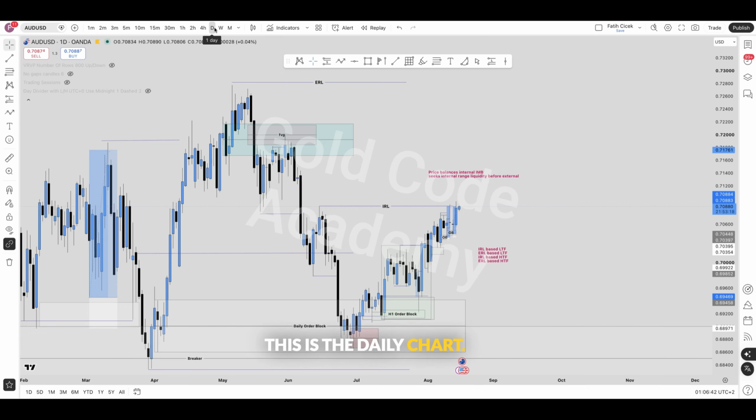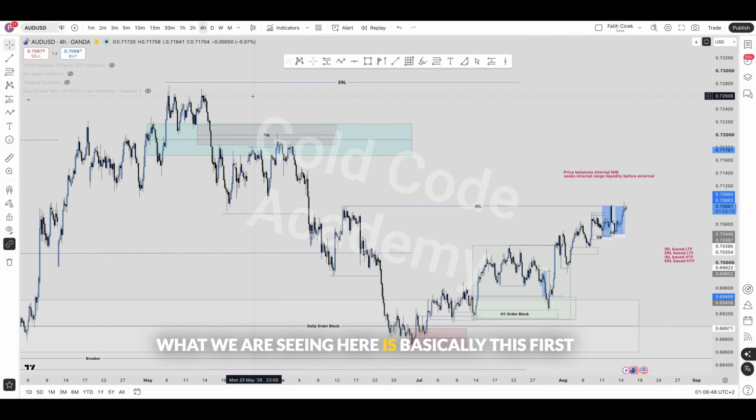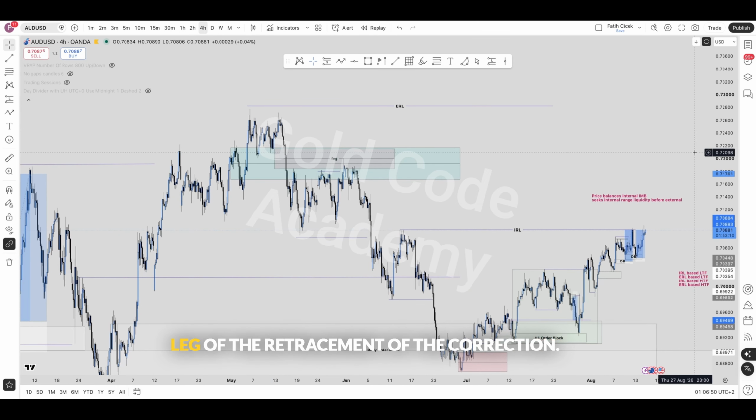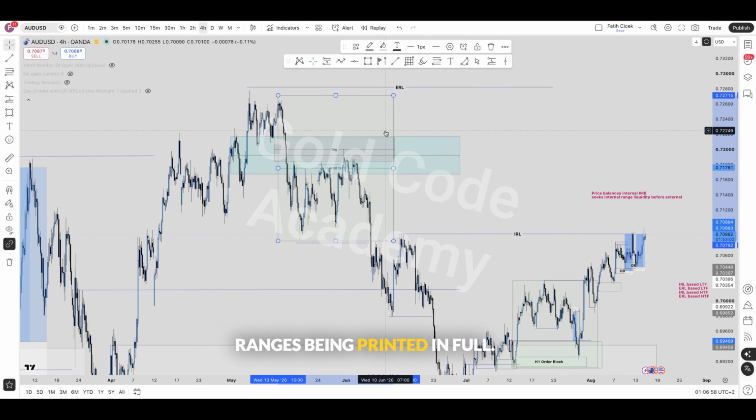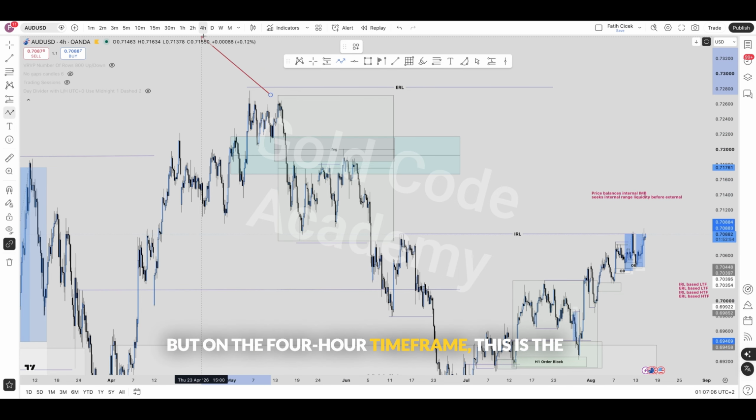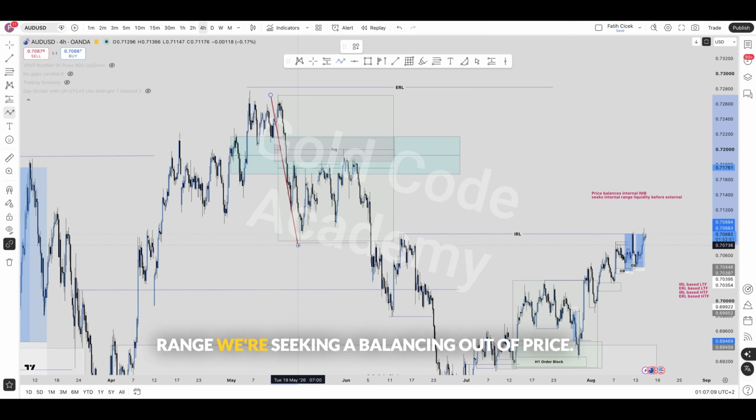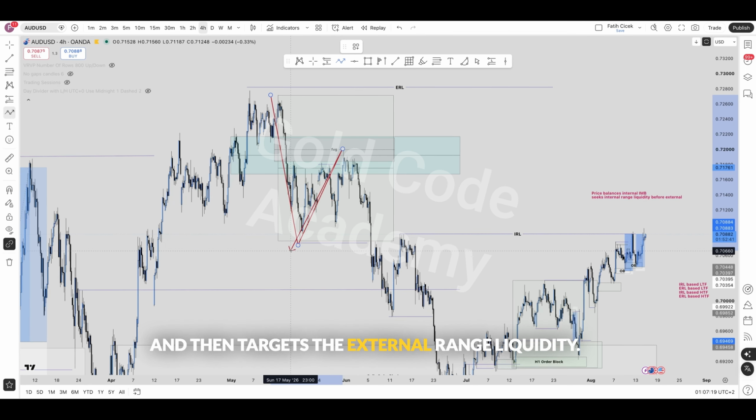While price was giving us this retracement, this is the daily chart. When we go down to the 4-hour time frame, what we were seeing here is basically this first leg of the retracement of the correction. We're seeing new internal ranges being printed in full. So this is our internal range based on the daily chart, but on the 4-hour time frame, this is the range we're seeking a balancing out of price.